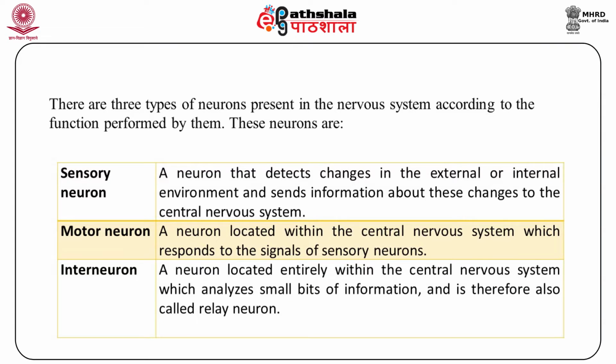There are three types of neurons present in the nervous system according to the function performed by them. These neurons are sensory neurons. These are those neurons that detect changes in the external or internal environment and send information about these changes to the central nervous system. A motor neuron is located within the central nervous system, which responds to the signals of sensory neurons. An interneuron, a neuron located entirely within the central nervous system, analyzes small bits of information and is therefore also called relay neuron.